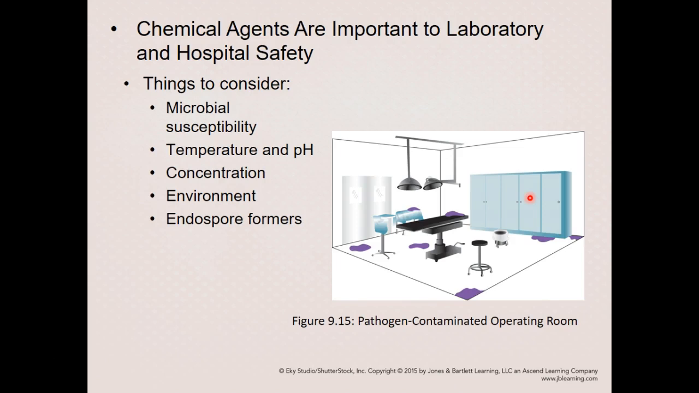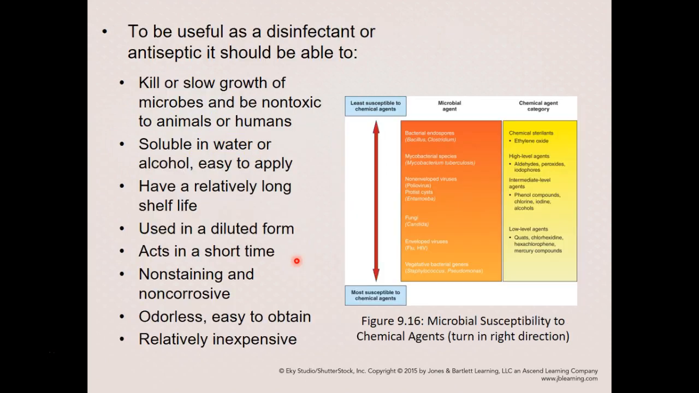And then we have to look at the type of microbes, so endospores, and this kind of goes back to that microbial susceptibility. Endospore formers are not going to be as susceptible to certain chemicals as other microbes. So to be an effective disinfectant or antiseptic, you need to be able to slow the growth or kill microbes, but also be non-toxic. So you need to kill the microbes, but not hurt the animals, the humans, the plants, and the environment.